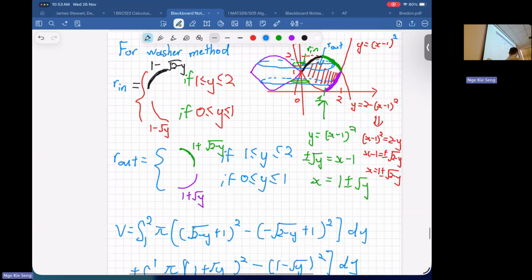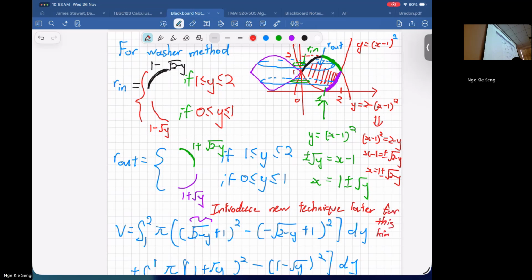I think for now, you don't know how to do this integration yet. For now you cannot do this yet. Later we will do it using other techniques, because this is not a circle. It's not like 2 minus y squared, where you can use the area of a circle to find it. But we will do it later. We will introduce a new technique later to deal with this kind of integral.